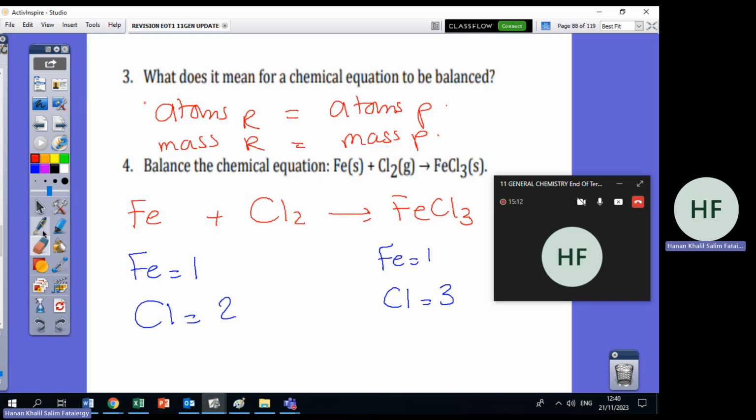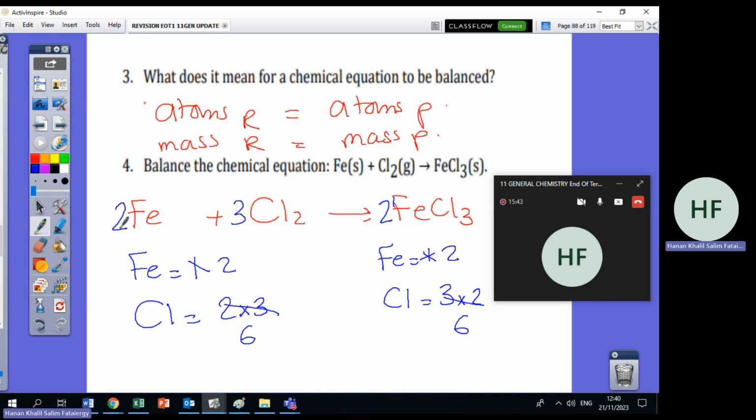Now how will we solve? Of course, the easiest way is to make this 6 and make this 6. So here I will say times 3, so I'll put 3 here. Here I will say times 2, and I don't put my 2 here, I will put it here. Now notice the Cl is 3 times 2, this is 6. The Cl here is 2 times 3, this is 6. But notice that the Fe became 2, so this is not 1, this is 2. How can I make this Fe 2? So I will put 2 here.